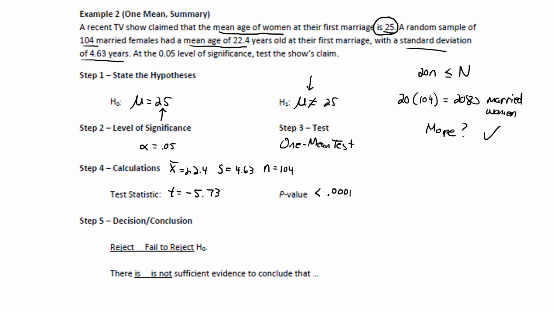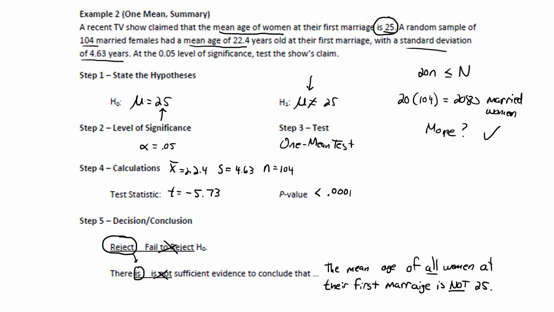That's StatCrunch's way of saying that this is really small. Getting a sample like this would happen less than 1/10,000th of the time. We compare that p-value to the level of significance, and it's clearly lower than that. So when that happens, we reject the null hypothesis, and we're saying that we feel the null hypothesis is false. When you reject the null hypothesis, that means that you do indeed have enough evidence to conclude that the alternative hypothesis is true. In this case, that means the mean age of all women at their first marriage is not 25.